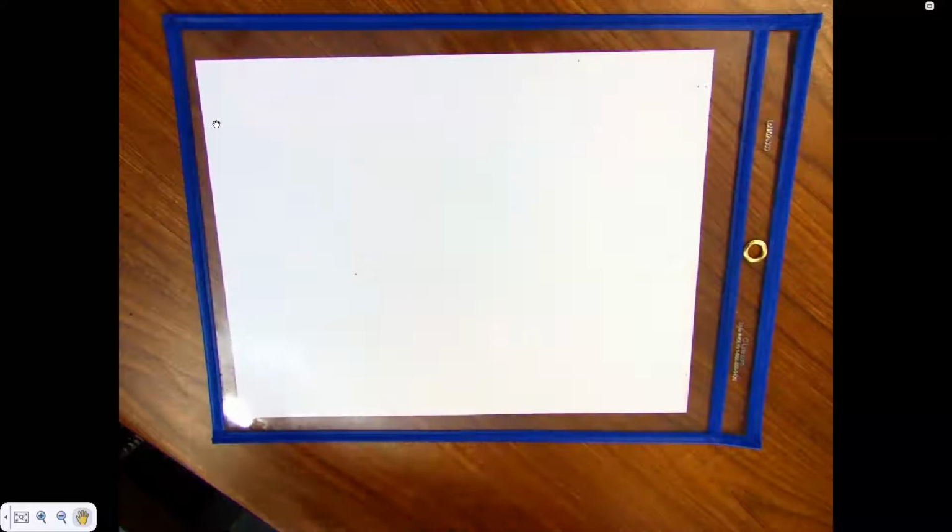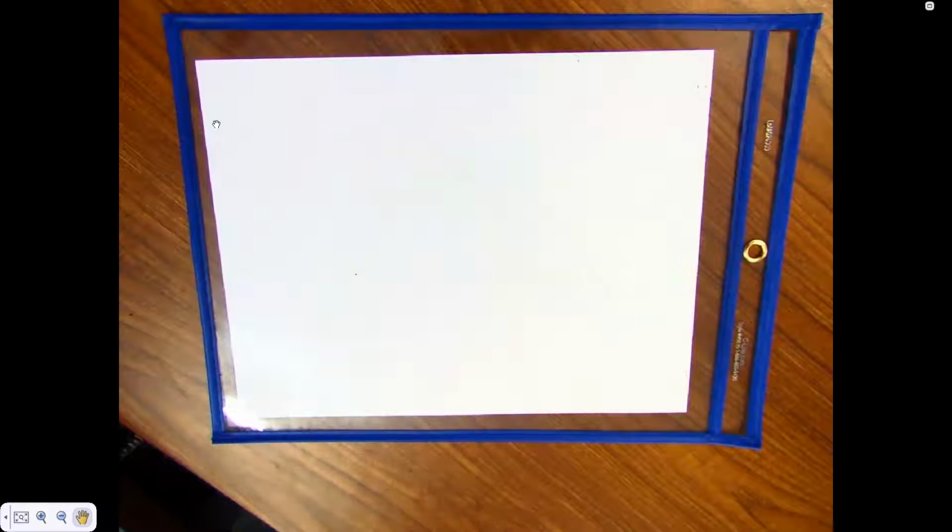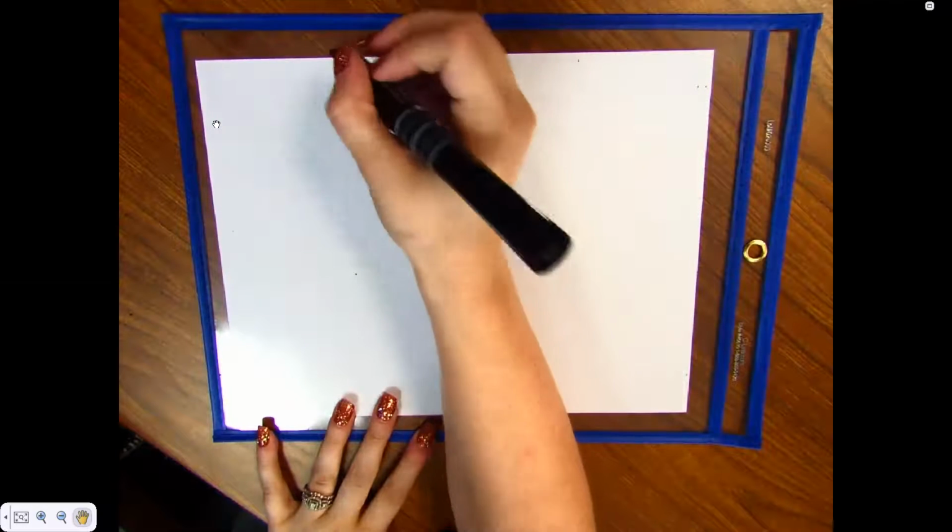So make sure you're looking at the screen. I should see everybody's eyes on the screen. You're looking at me. You're paying attention. This is really important stuff. Make sure you're looking at the screen.